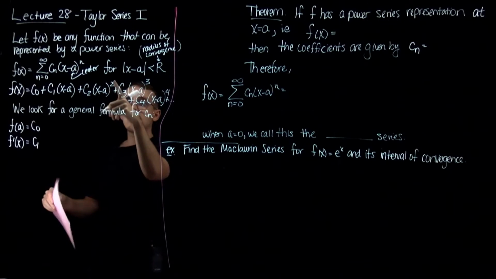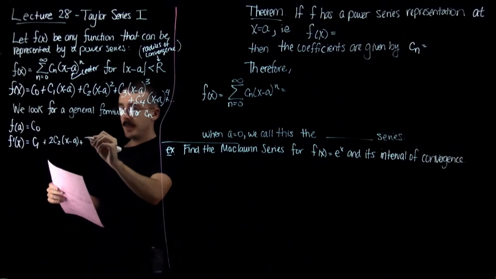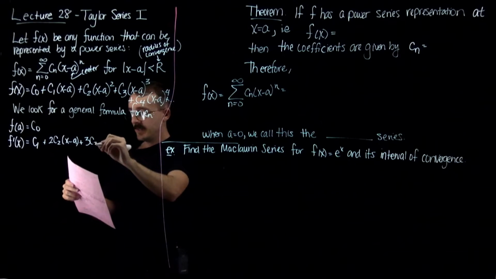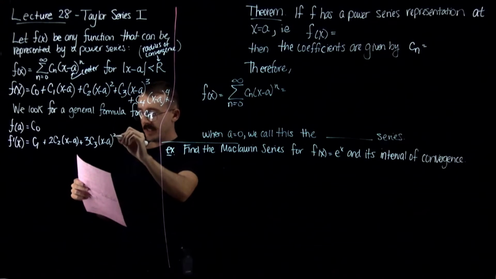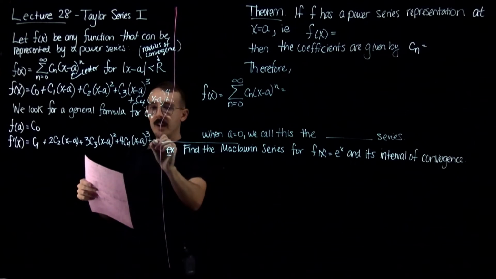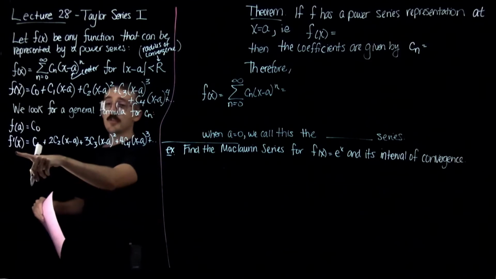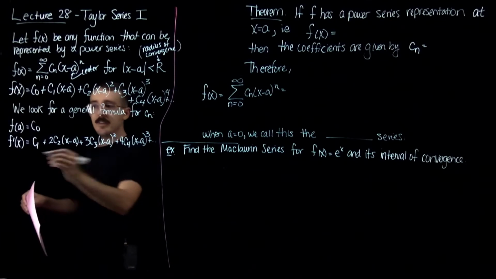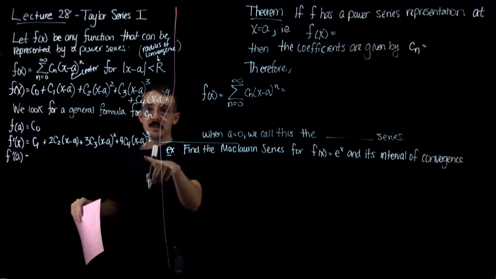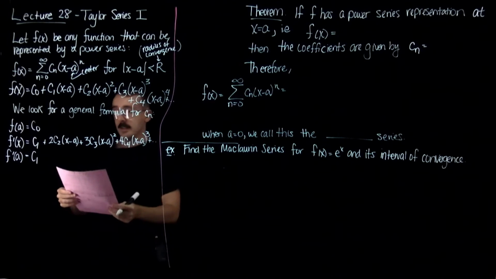And the first derivative would be equal to c sub 1, and then here I would do the power rule and bring the 2 in front. So I'd have 2 c sub 2 times x minus a, plus, continuing the power rule for each of these terms, 3 c sub 3 times x minus a to the second plus 4 c sub 4 times x minus a to the third. And again, this would continue forever. But these are the first few terms of the first derivative of f. And if I go ahead now and evaluate at a once more, notice all of these terms go to 0 except for the first one. So f prime of a would be c sub 1.